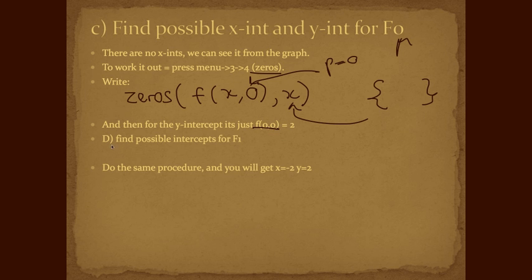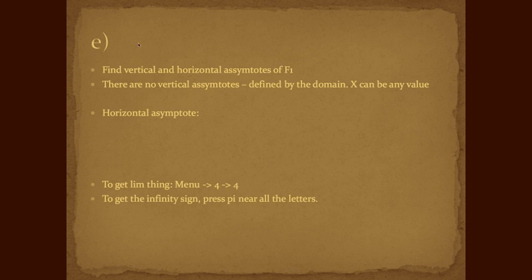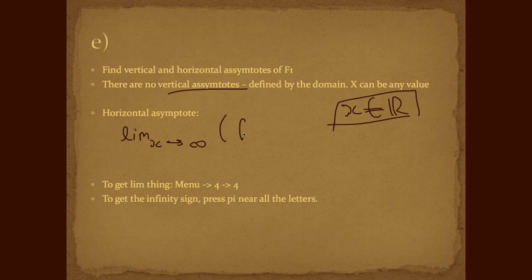Do the same thing for f1 for question D, and you should get the x-value equal to -2, and the y-intercept is 2. Okay, for question E, find vertical and horizontal asymptotes. There are no vertical asymptotes because of the domain: x is a member of the reals, and there are no exclusions. For the horizontal asymptote, you need to write lim of x tends to infinity of f of x comma 1, and that's basically all you write here. I don't know if these brackets are needed, but anyway, to get lim x, press menu 4-4. To get the infinity sign, press the pi sign down there on your calculator, and then just find the infinity sign.